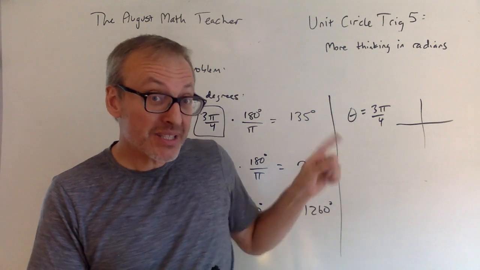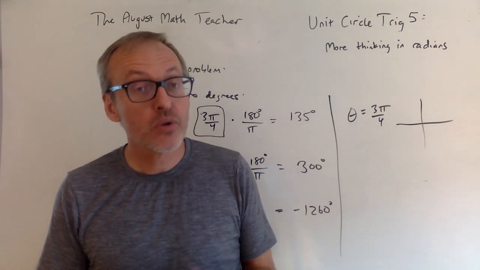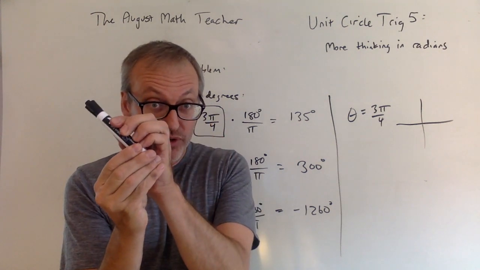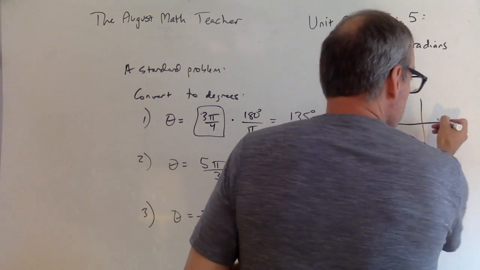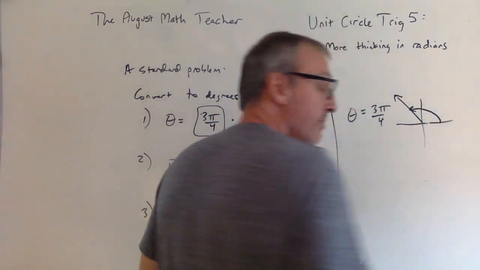3/4 of pi, that's what this means. 3 pi over 4 means 3/4 of pi. 3/4 is less than 1. It means 3/4 of a half term. Do you see it? This is such an important idea.